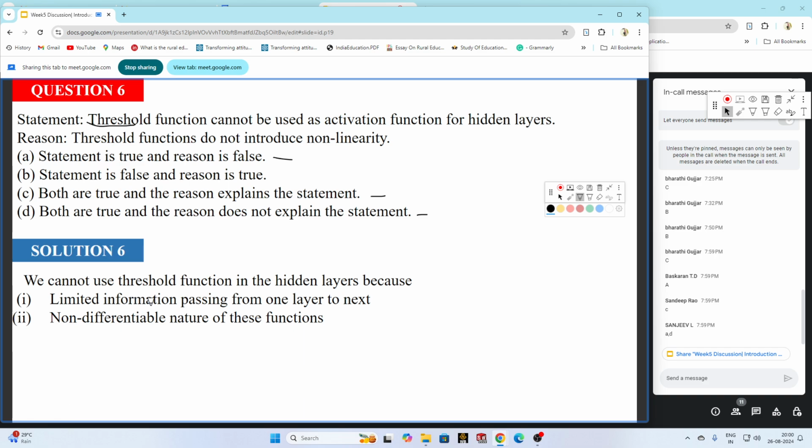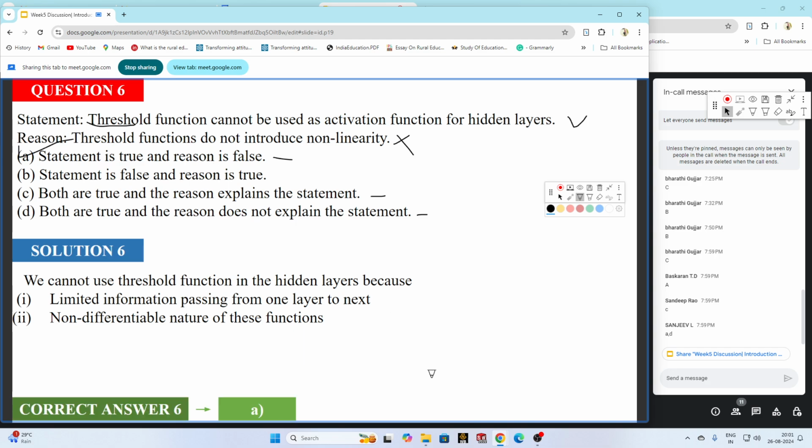Why? Because first, there is limited information passing from one layer to the next. That means if the output of the threshold function is 0, then the input taken by the next hidden layer will be 0, so no information is passing to the next layer. Second thing is, threshold functions are generally non-differentiable. Differentiation is very important because we have seen that differentiation is used to update the weights. So as threshold function is non-differentiable and has limited information passing from one layer to the next, that is why it cannot be used as activation function for hidden layer. So the reason is false, but the statement is true. That means the statement is true and the reason is false. So option A is your correct answer.